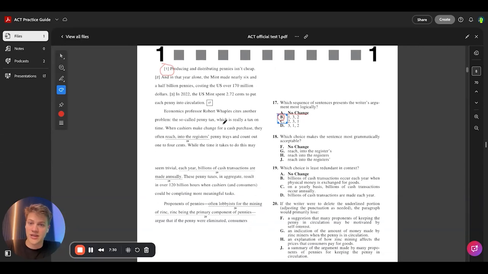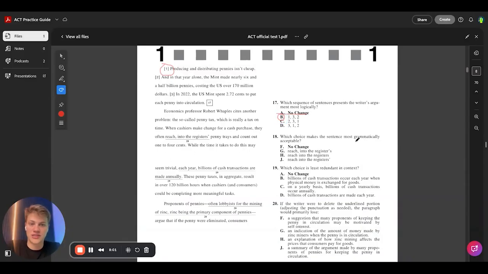Now, when we continue reading, even though there isn't a question for a couple of sentences, we want to read every single word in an English passage because context is going to be the key to getting the questions correct. "Economics professor Robert Waples cites another problem, the so-called penny tax, which is really a tax on time. When cashiers make change for a cash purchase, they often reach into the register's penny trays and count out 1 to 4."